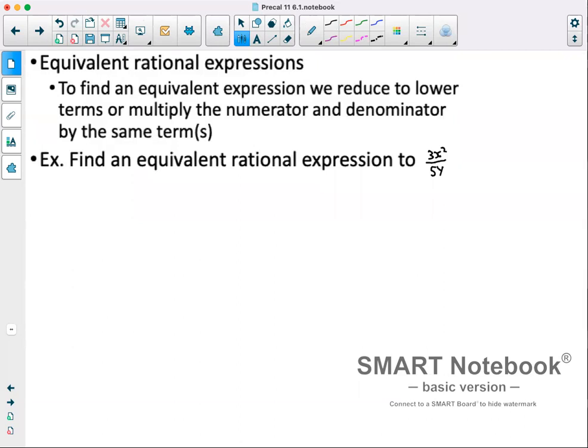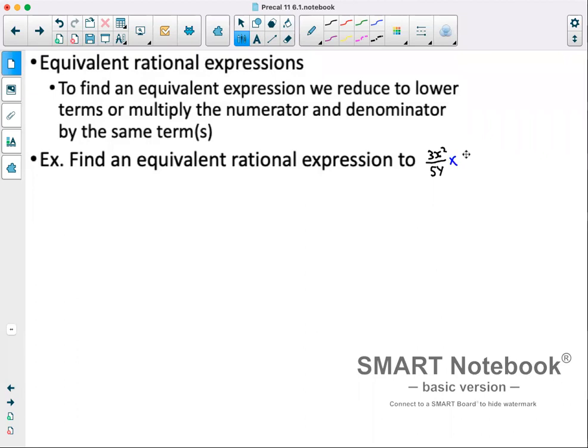So the first thing we'll talk about is equivalent rational expressions. To find an equivalent expression, we reduce to lower terms or multiply the numerator and denominator by the same term or terms. So find an equivalent rational expression to 3x squared over 5y squared. Now, when you have a question like this, there is literally an infinite amount of possible answers because, like I said, to get something that's equivalent, all we have to do is multiply the numerator and denominator by the same value. And it can be any value we want or any variable we want.